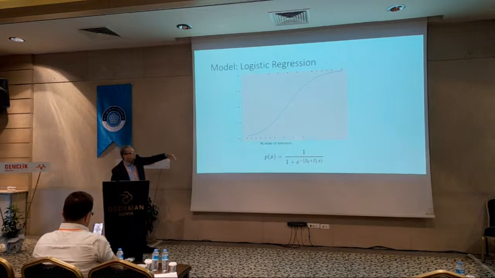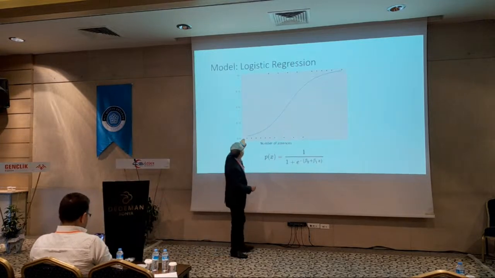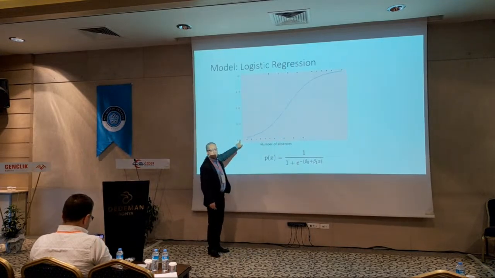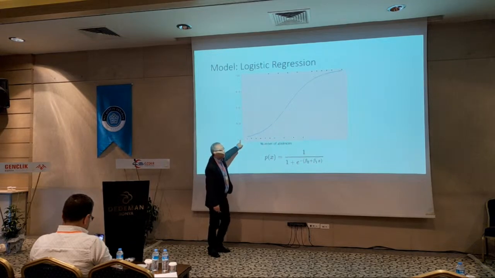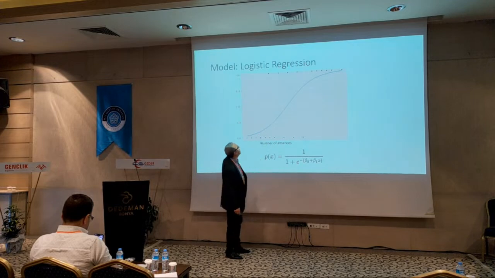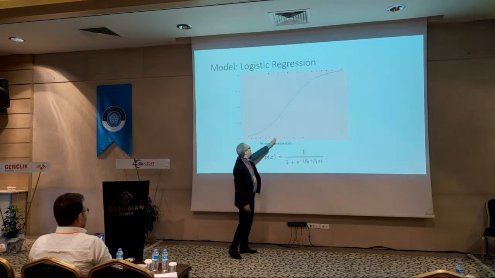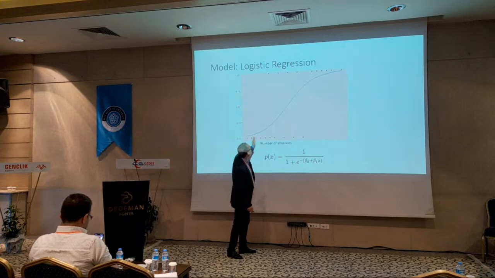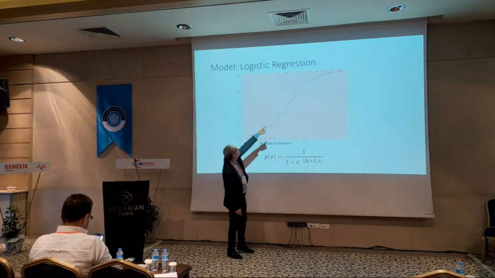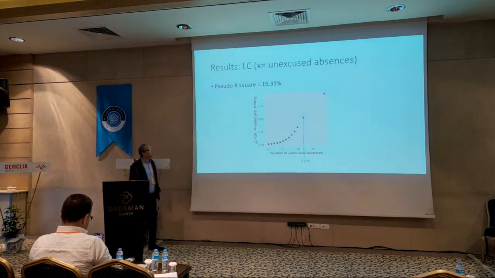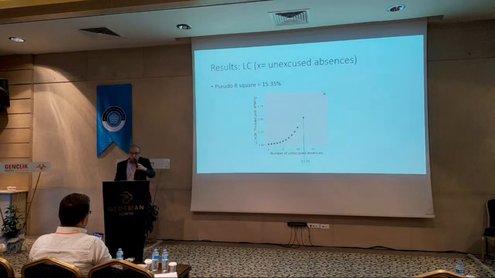So this is the ideal model, where you have, for example, the number of absences, and 0 means that the student did not fail the class. 1 means that the student failed the class. So we have here failing the class, not failing the class, as a function of the number of absences. We follow this model in trying to predict the probability of failing a class given the number of absences a student accumulates in that class.